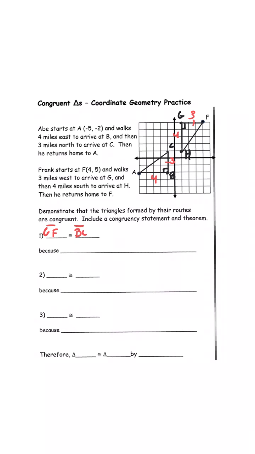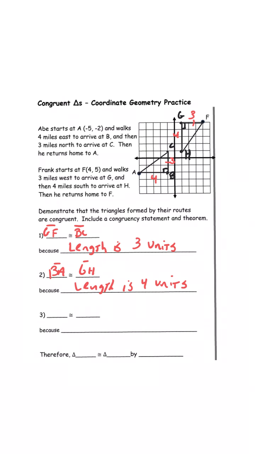Okay? Because it's given that they're 3 units, so their length is 3 units. Okay? And then I'm going to do BA. So BA is congruent to GH. And that's because the length is 4 units. Okay? And we just counted those, 1, 2, 3, 4.